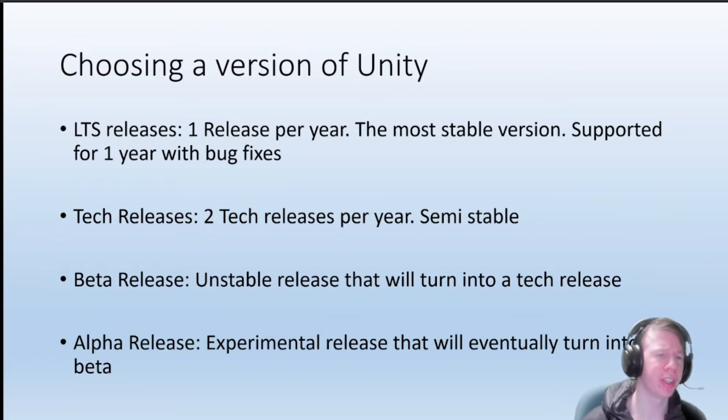Unity has 2 main types of releases. They have these LTS releases, which stands for long-term support. I think these are supported for 2 years, with bug fixes, and they release 1 of these per year. Then they've got these tech releases, which are slightly less stable, and they release two of these per year now. There are also beta and alpha releases, but I really think you should avoid these if you can for developing anything going into production.